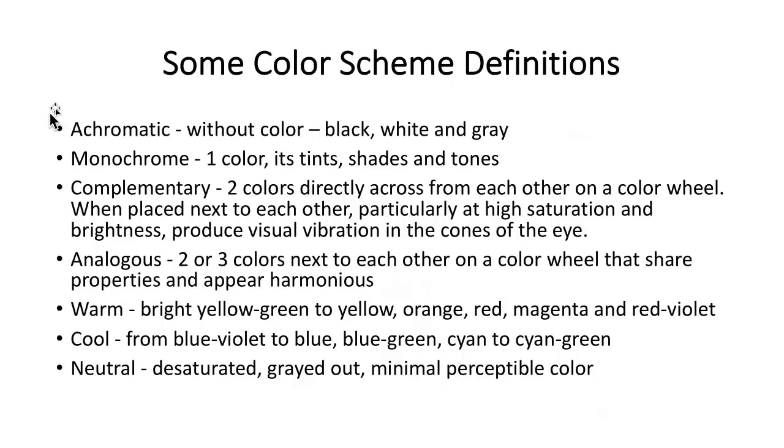So the color schemes, again, these are what our options are. And there are other color schemes that we're not choosing from in this, but we're sticking to these. So achromatic: no color, black, white, and gray. Monochrome: 1 color, its tints, shades, and tones.